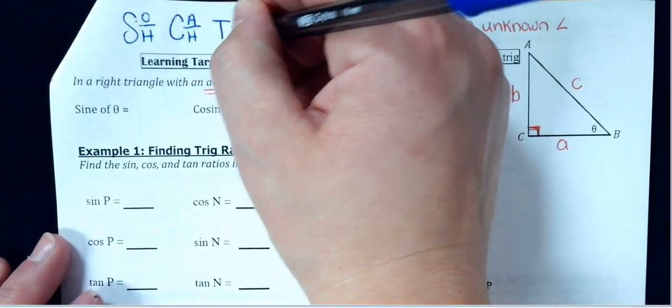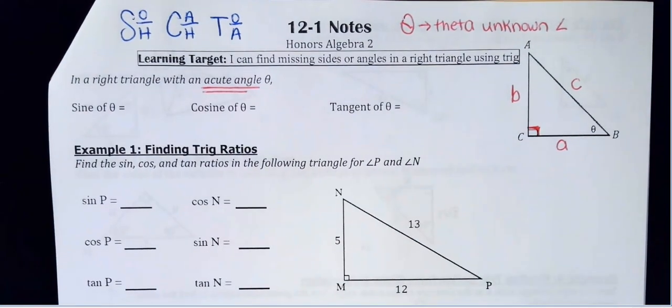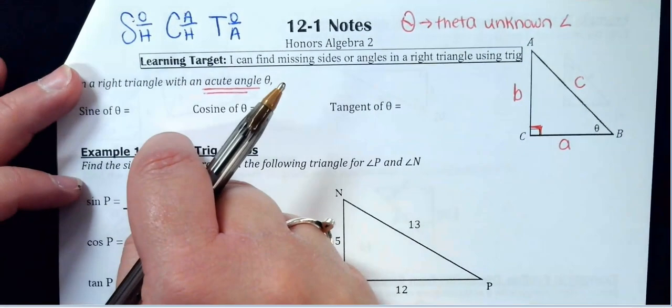So the letter in front, S is for sine, C is for cosine, T is for tangent. What is the O for? Opposite. A is for, okay, you guys do know this. Okay, all right, well, good.